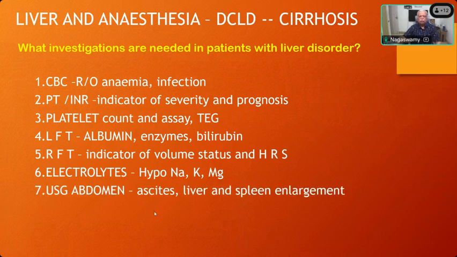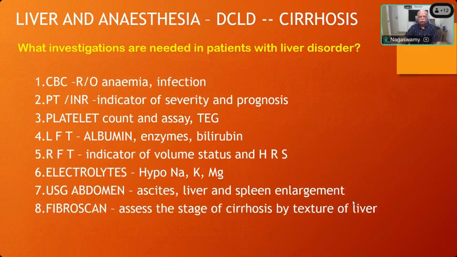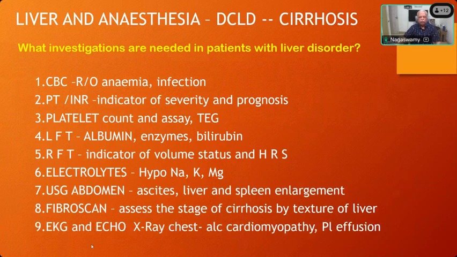And USG abdomen to find out the quantum of ascitic fluid, liver and spleen enlargement. Fibroscan, which is done nowadays to assess the stage of cirrhosis by assessing the texture of the liver. And ECG, echo and chest X-ray to rule out alcoholic cardiomyopathy.